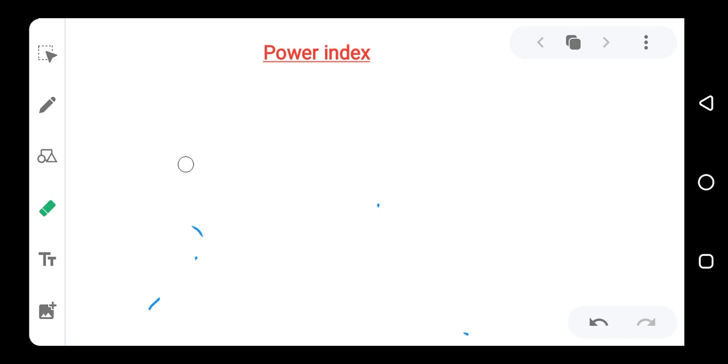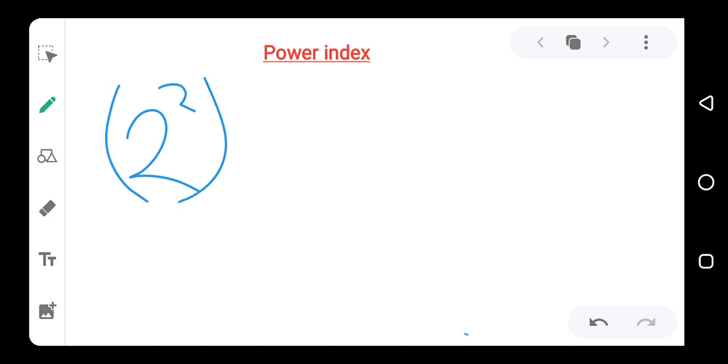Power index is talking about how we work with the power in indices. We have 3 types of this power index. Now let's look at this one where we have multiplication of powers. For instance, where we have 2 raised to power 2 in brackets. The brackets also has power, let's say power 3.